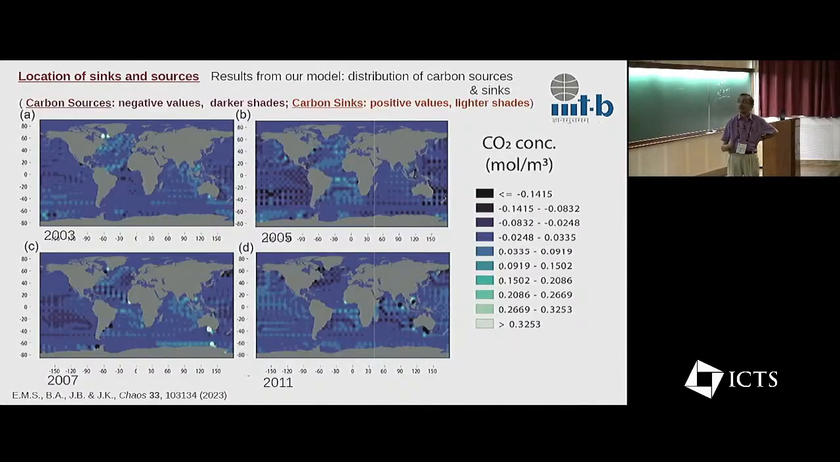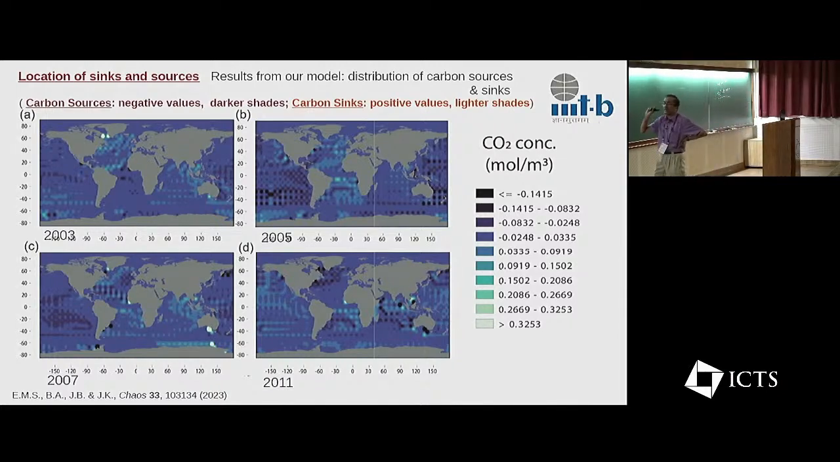Having done that, we then transpose whatever numbers we get onto the map. And this is what we get for various years: 2003, 5, 7, 11. The lighter blue shades that you see are the carbon sinks. The darker ones are the sources. Sources correspond to emission, sinks correspond to absorption.